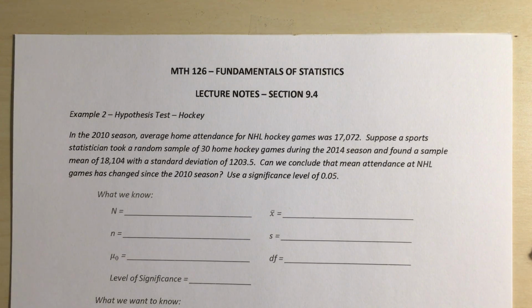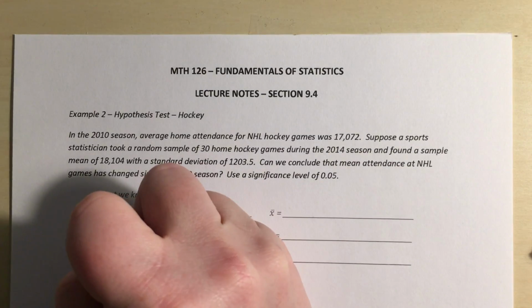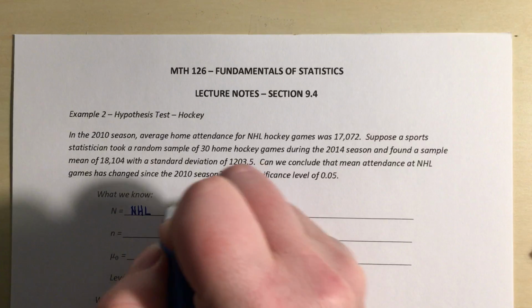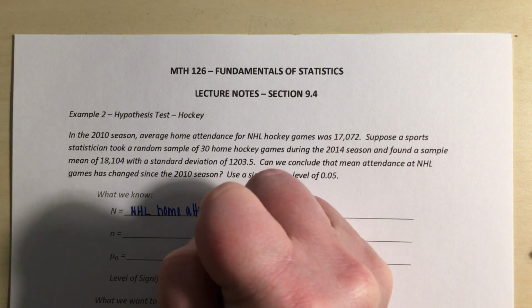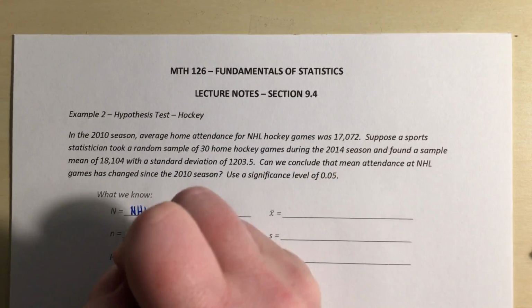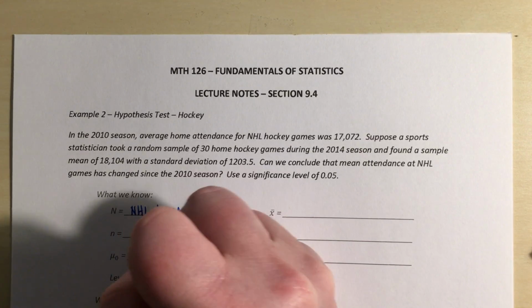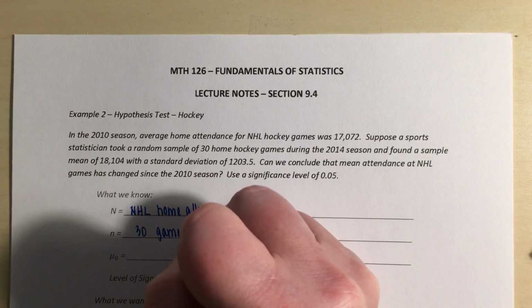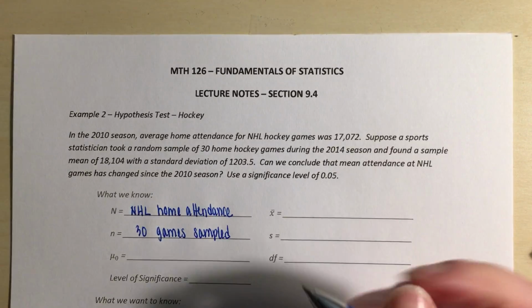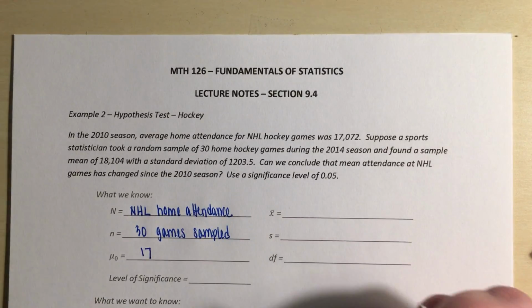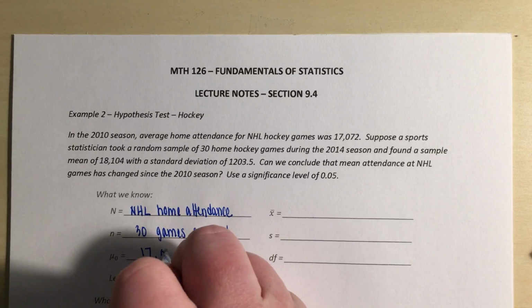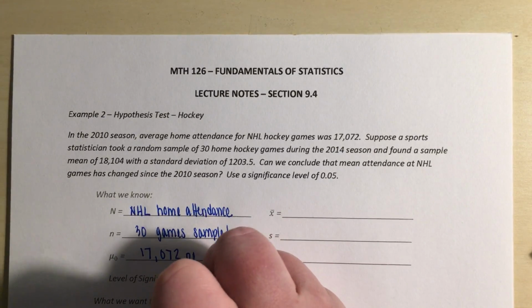Can we conclude that the mean attendance at NHL games has changed since the 2010 season? Use a significance level of 5%. All right, so our population is NHL home attendance. Our sample size is 30 games sampled. Our mu-naught from back in 2010, the average attendance was 17,072 people.